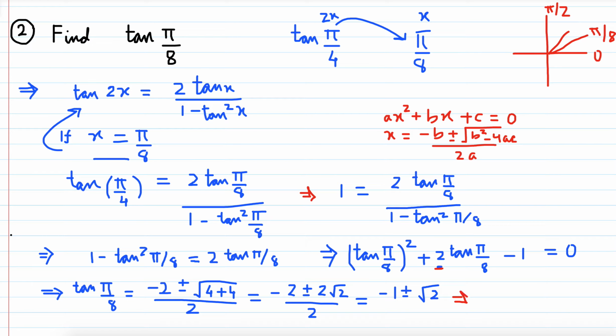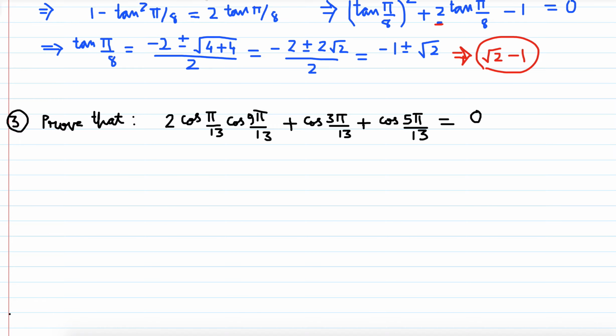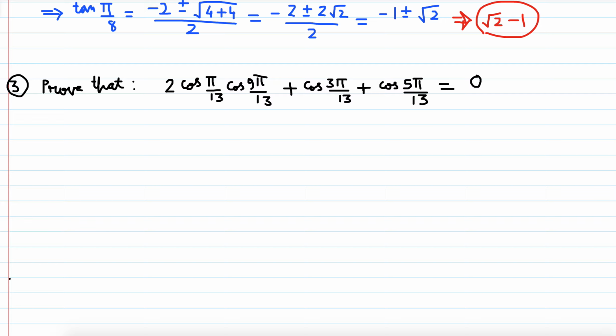So again here you have to write one line explaining that since pi by 8 lies in first quadrant, we will pick plus root 2 minus 1. So root 2 is 1.414, so it's more than 1. So root 2 minus 1 will be positive. So this is our answer. Now let's move on to next question.